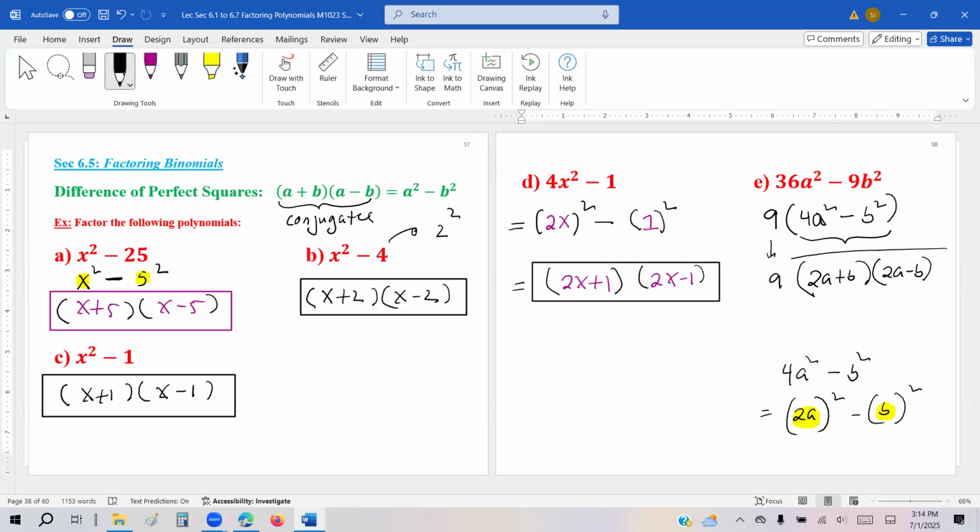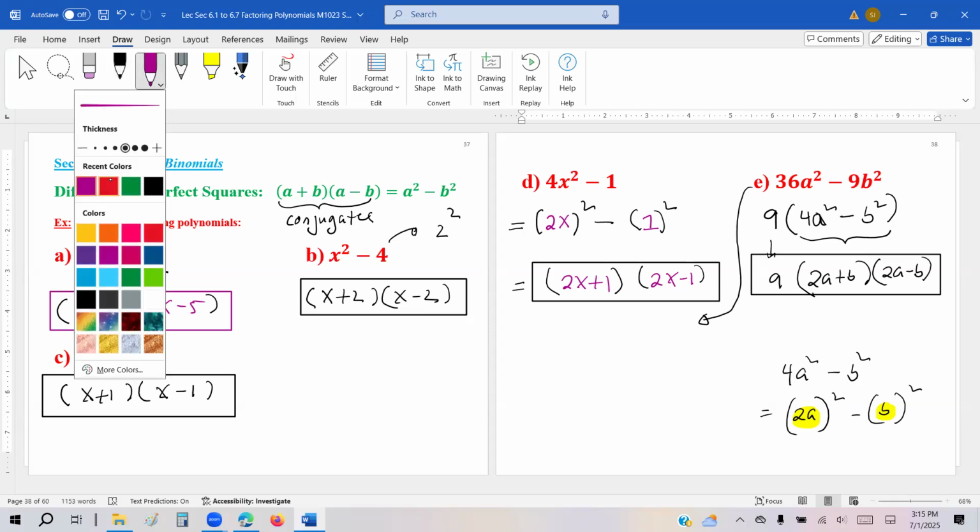Who is lost? Anyone? Tell me. GCF, you have to have 9 because you factor the GCF first. Yeah. Okay, let's do it that way. You have to factor more at the end.